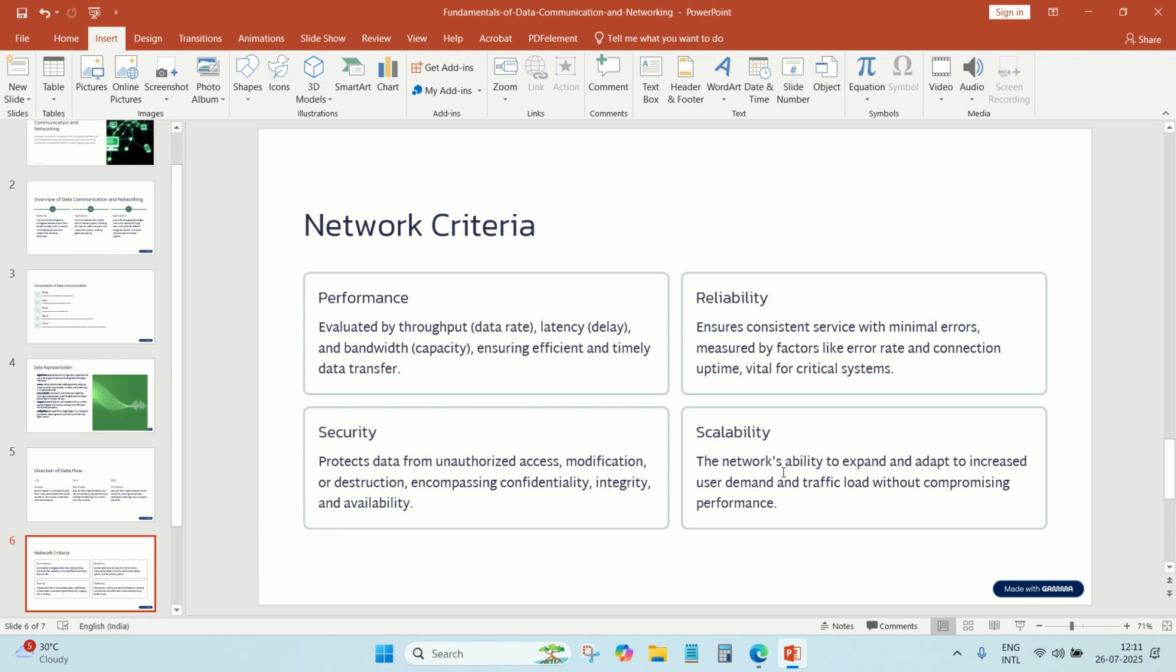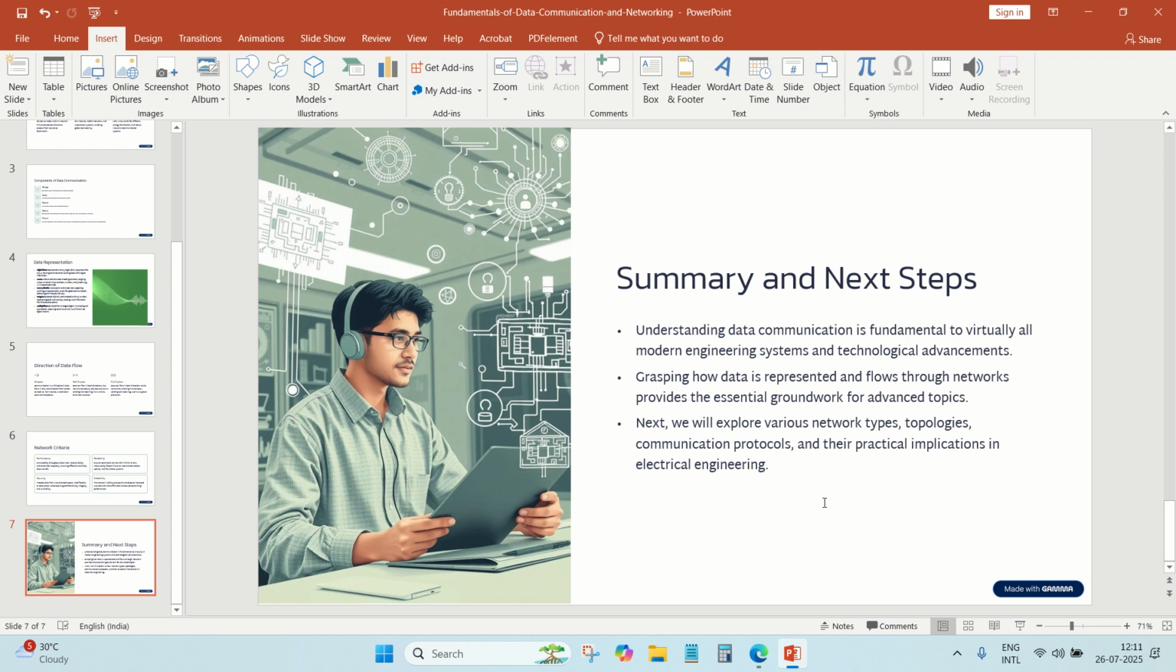Scalability. The network's ability to expand and adapt to increased user demand and traffic load without compromising the performance. Understanding data communication is fundamental to virtually all modern engineering systems and technological advancements. Grasping how data is represented and flows through networks provides the essential groundwork for advanced topics. Next, we will talk about the various network types, different topologies, the different communication protocols, and their practical implications in electrical engineering.